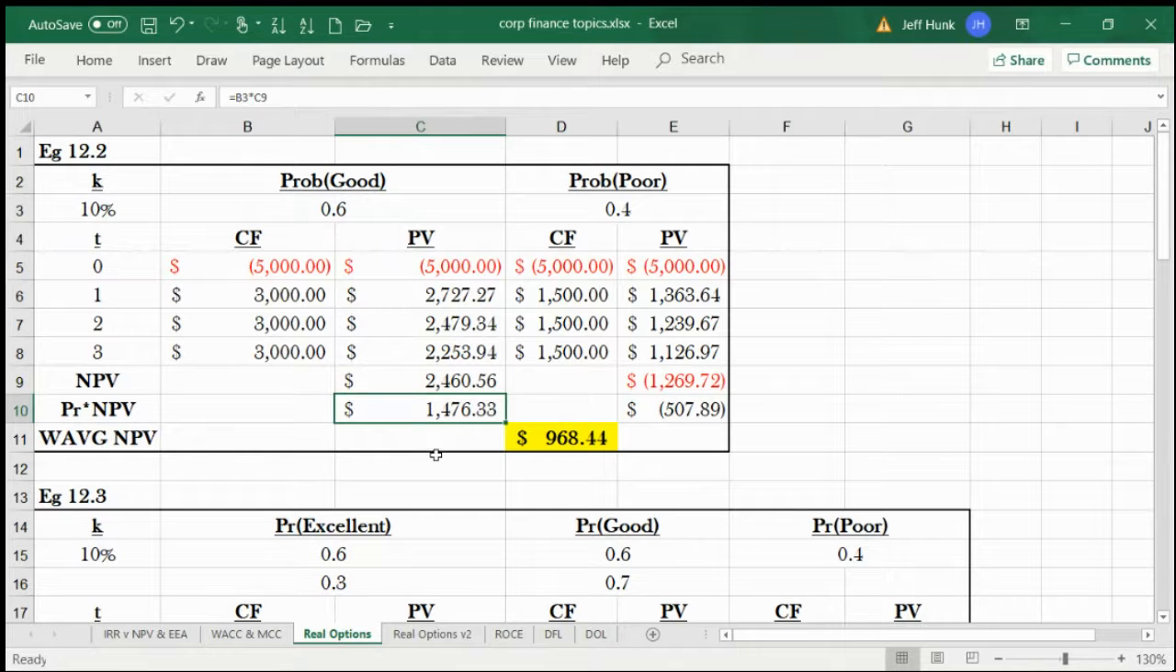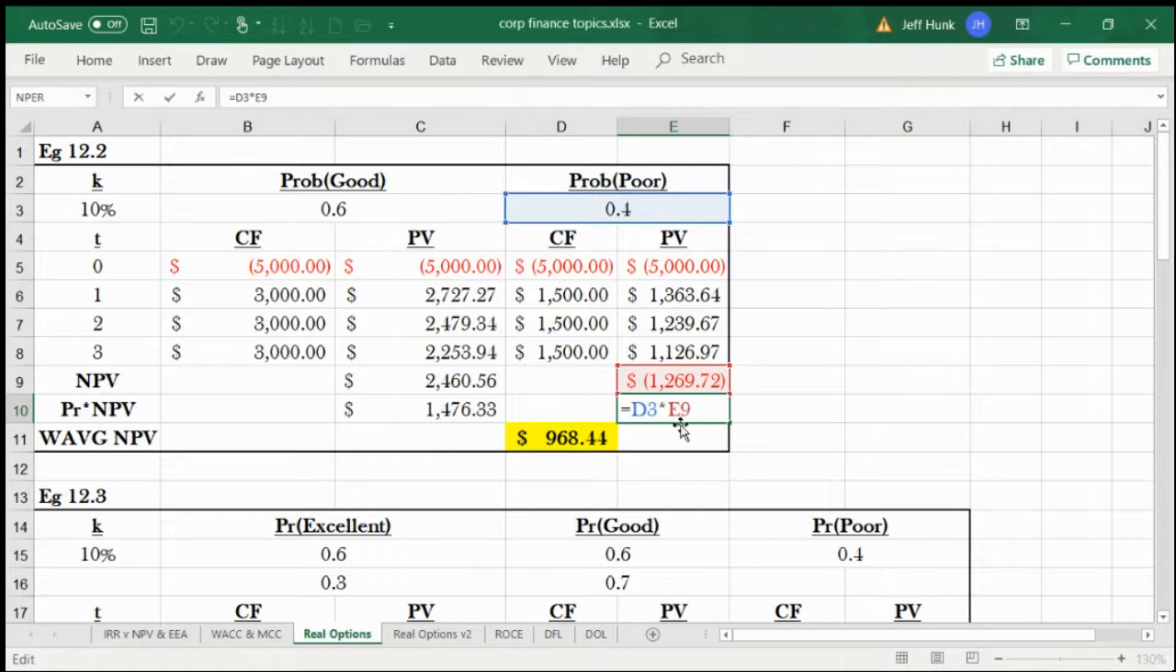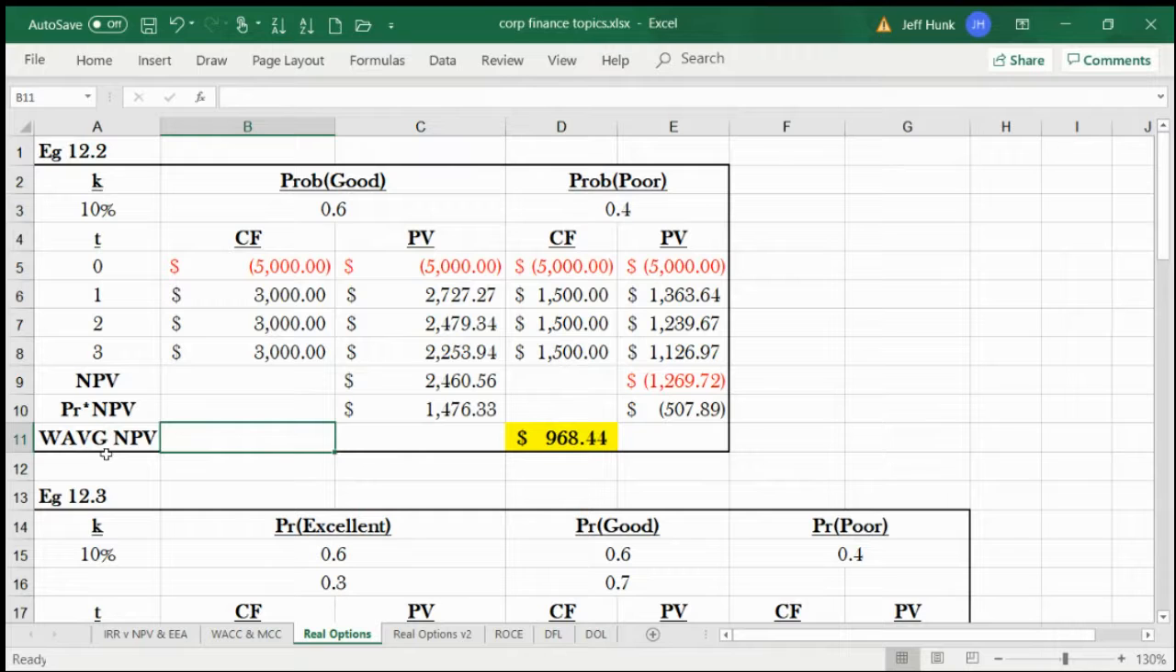Okay, we come to that, and then if it turns out to be poor, we already know this is the net present value along the bottom path, the bottom branch. Then probability weighted, probability times net present value, is that. And our weighted average net present value is also the expected one. So another name for that is expected net present value, right?